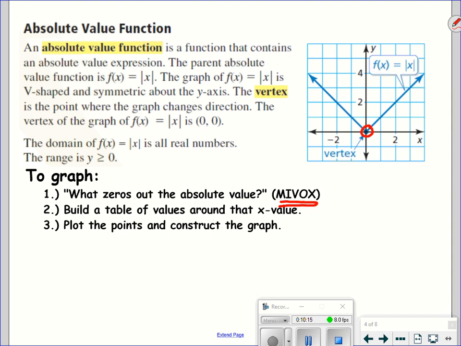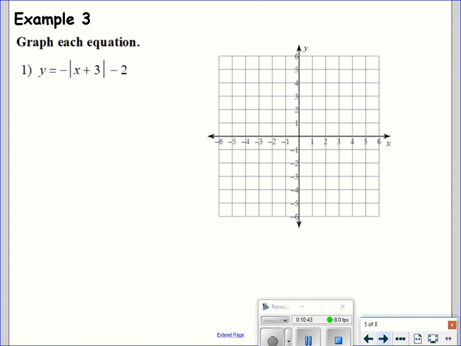Then we're going to build a table of values around that x value. Usually we want to have maybe 5 values in our table of values with that MyVox, that most interesting value of x in the middle. And then we're just going to plot the points and construct that graph. So pretty straightforward steps as long as we can correctly find that vertex x value. Let's give this a go. All right, so for problem number 1, let's make our table of values.